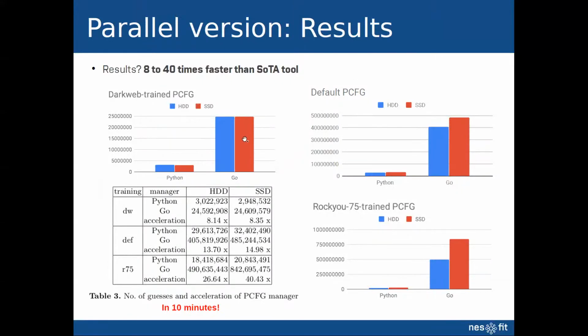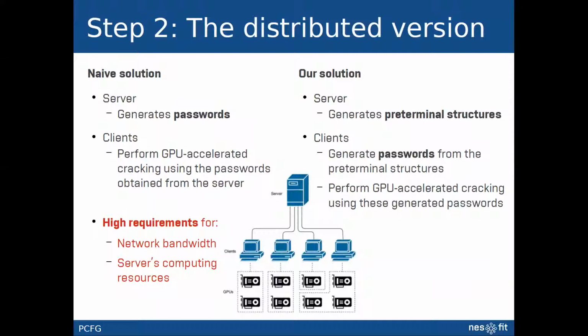This is the comparison of the original version and our parallel version. This is an experiment on 3 different grammars, and we were measuring how many password guesses we are able to generate in 10 minutes. You can see that in all cases our solution is much faster, about 8 to 40 times faster than the state-of-the-art tool. So now let's proceed to the distributed version, which is actually the core of this paper.